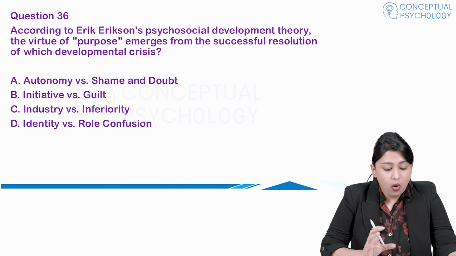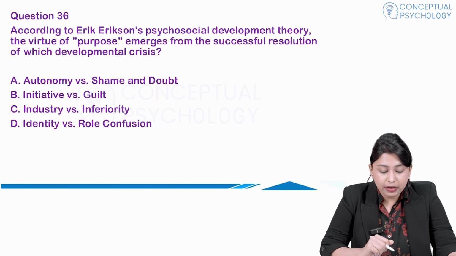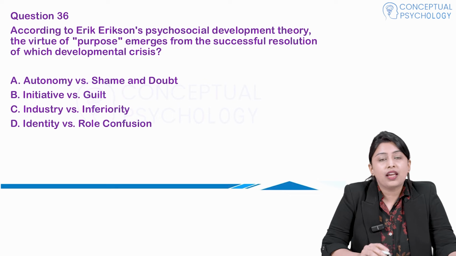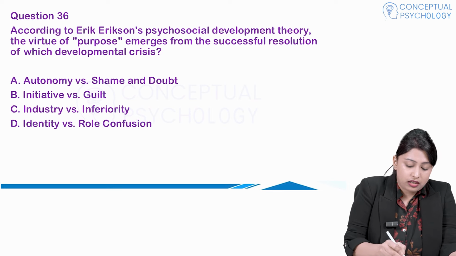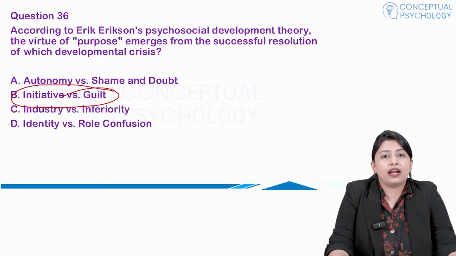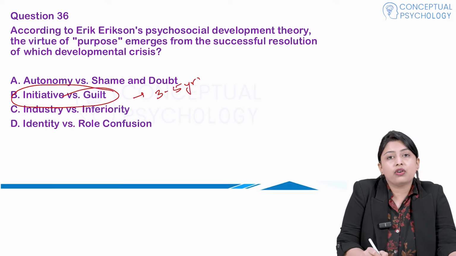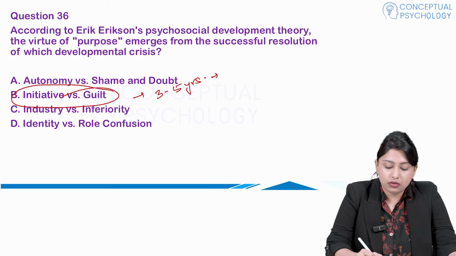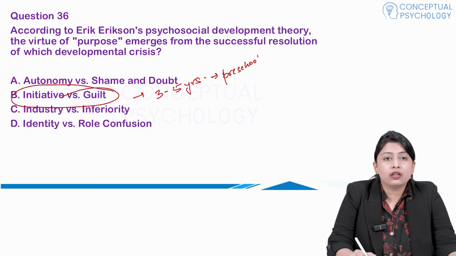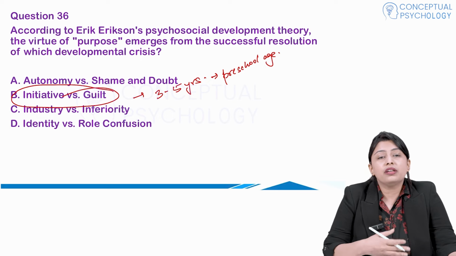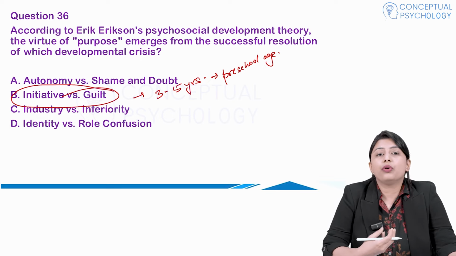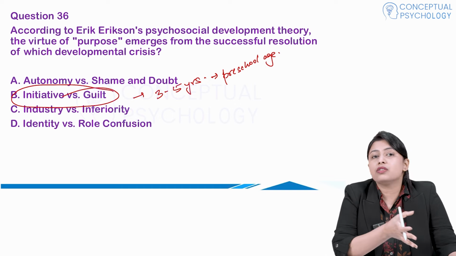Moving on. According to Erikson's psychosocial development theory, the virtue of purpose emerges from the successful resolution of which developmental crisis? The virtue of purpose emerges from the successful resolution of the initiative versus guilt crisis, which occurs approximately between 3 to 5 years of age in children, which is also the preschool age, right? So during this stage, children begin to assert power and control over the world through directing play and other social interactions.